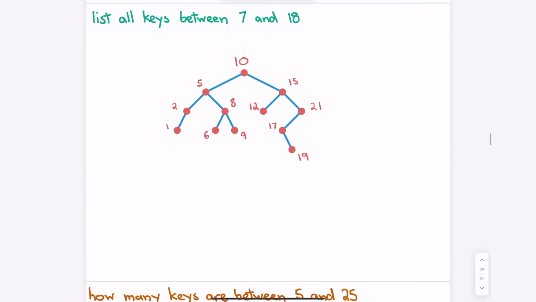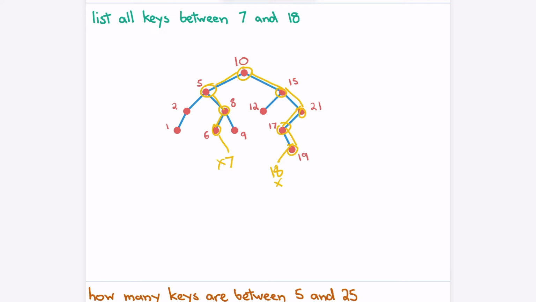Okay, if I want to list all vertices between 7 and 18, then what you can do is first figure out where 7 and 18 are supposed to be. 7's not here. And similarly, 18 would be over here, over here, but it's not there. And so you've sort of carved out a path around 7 and 18. And now you can just walk back through it.